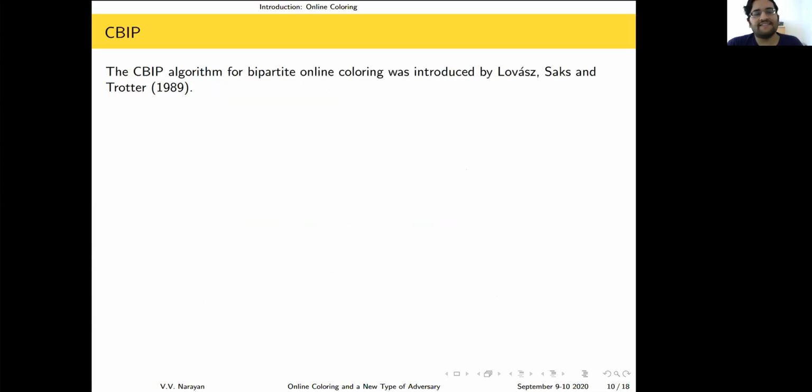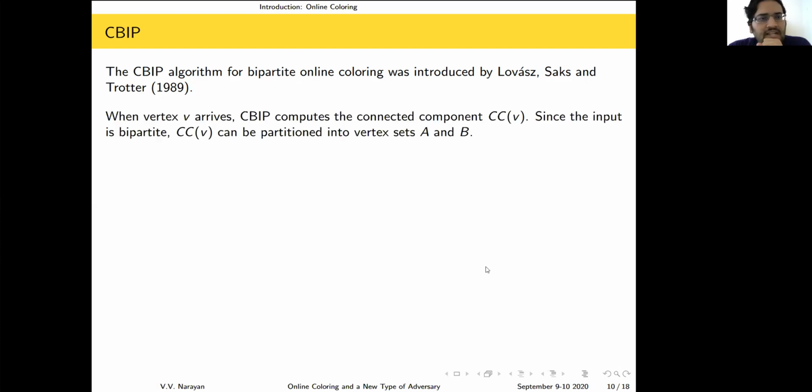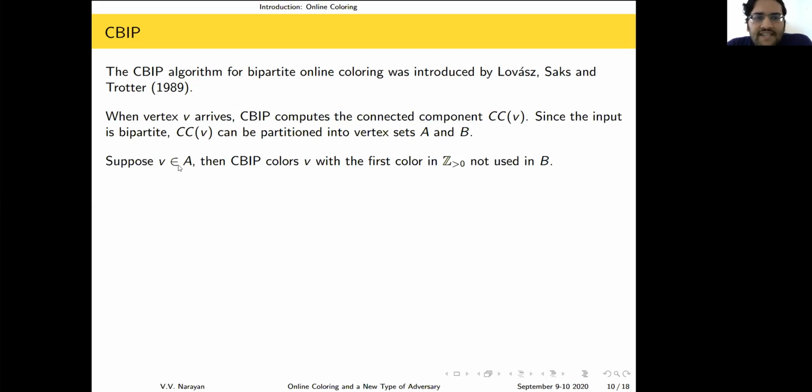Okay, so we move on to the second algorithm, which is CBIP. This is also a widely studied algorithm. This was introduced by Lovasz, Saks, and Trotter in 1989. In this algorithm, when a vertex v arrives, CBIP computes the entire connected component of that vertex, CC of v. And since the input is bipartite, CC of v can be partitioned into vertex sets A and B. So CBIP only applies to bipartite graphs. And then suppose the vertex v is in the A side of the partition, then CBIP colors v with the first color that is not used in the B side of the partition.